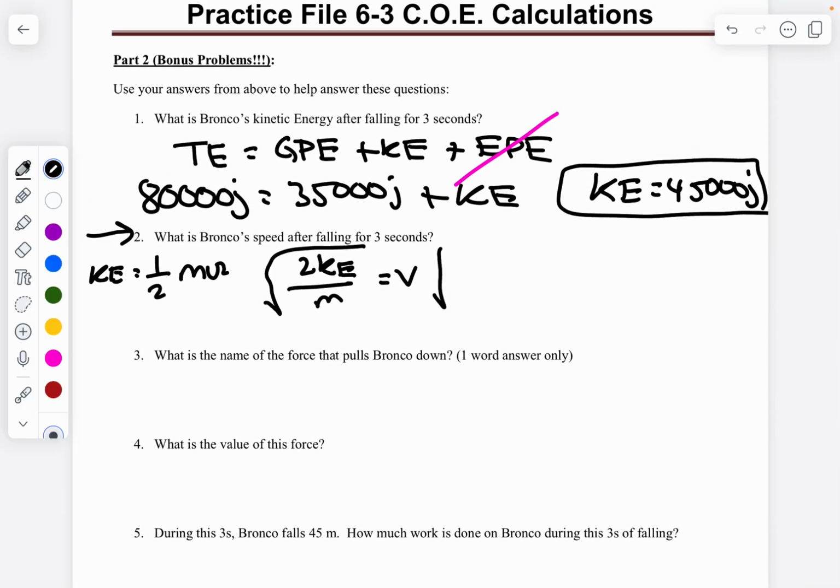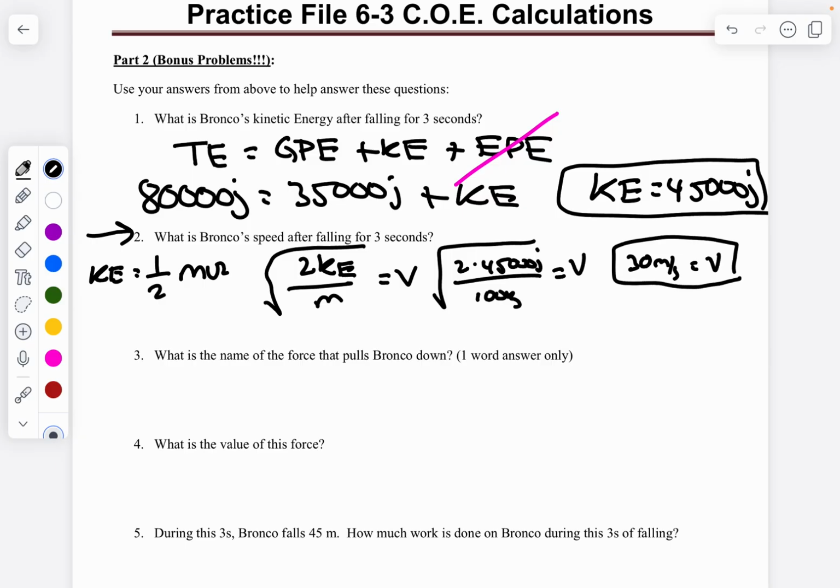So let's go ahead and do that. We're going to do the root of 2 times 45,000 joules divided by 100 kilograms. Okay, and that's all going to sit under the root. So we're looking at 90,000, right? And that's going to be divided by 100, which should give us 900. So the root of 900 is 30 meters per second is his velocity.